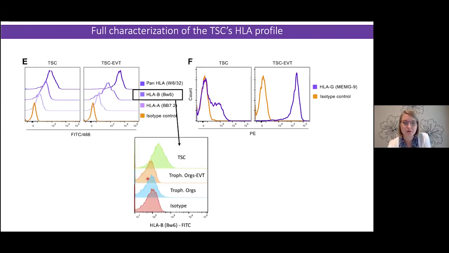And then we also checked this in the trophoblast organoids. So just to check that when they were differentiated to EVT, because they do upregulate class 1, as shown by their HLA-G expression, they don't upregulate HLA-B. So this was just kind of proof of concept to make sure that they still suppress the expression of the non-trophoblast-like HLAs.